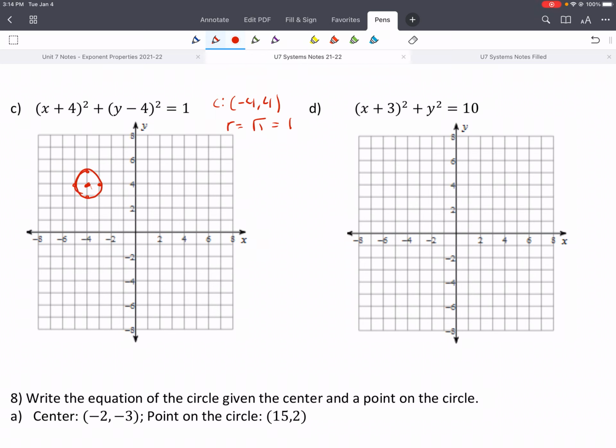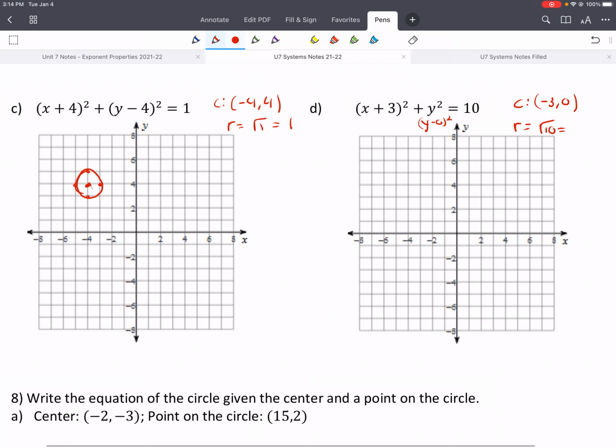And then this one, our center is negative 3 comma 0. That would be like 1 minus 0 squared. And then our radius is the square root of 10. But what is the square root of 10? I don't know what that is. So what you're going to do is you'll put that in your calculator, and it will give you like 3 point, I think if you round to the tenths place, then we'd do 3.2.